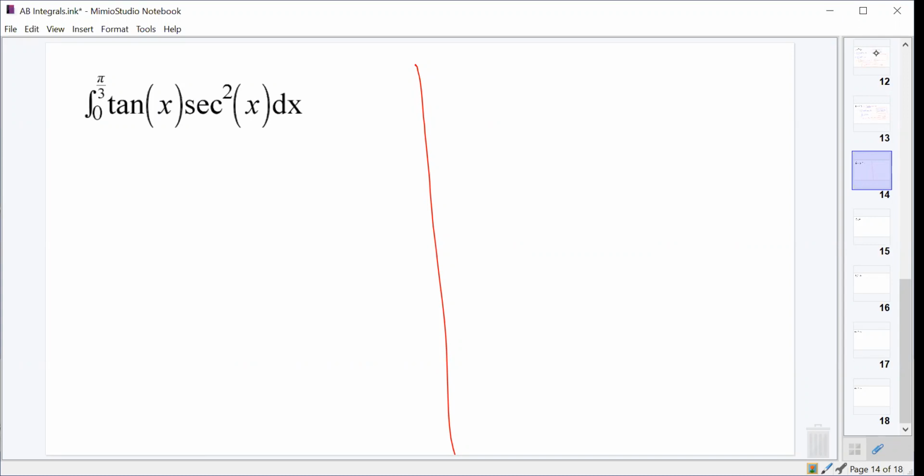U-substitution. Nice. All right. So what do you want to sub out? Tan x. Okay. Seems like a reasonable choice. If I let u equal tangent x, what is du equal?